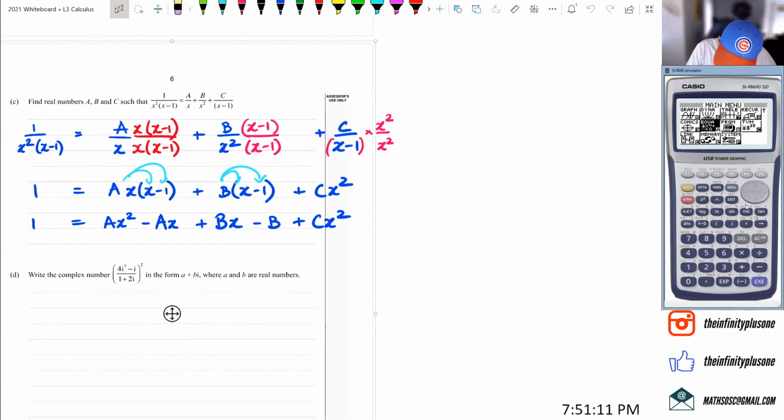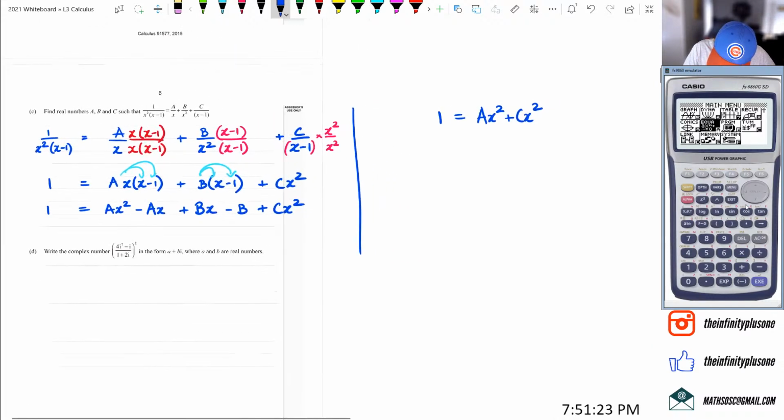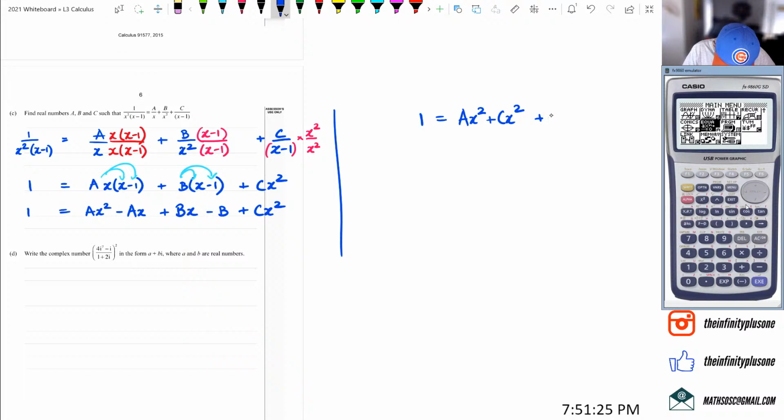So if you think about it, on the left-hand side, I've only got 1, and on the right-hand side, I've got ax squared plus cx squared, and I also have plus bx minus ax, and then I have minus b by itself. Remember that on the left-hand side, I actually have no x squareds, so I can put that as 0x squared. And I don't have any x's, which means I could write that as 0x.